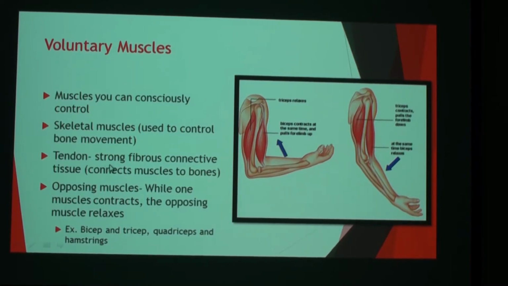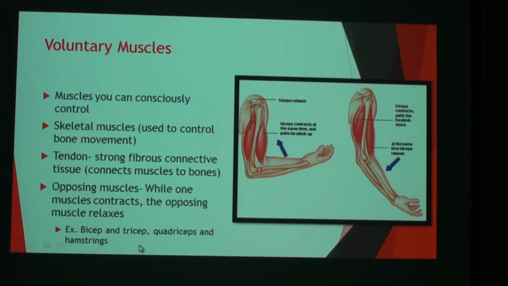Tendons are the strong fibrous connective tissue that connect a muscle to a bone. The voluntary muscles usually work as opposing muscles, which means that while one of the muscles is contracting, the opposing muscle relaxes. For example, the biceps and triceps, but also the quadriceps and the hamstrings, which are the muscles on your thighs.